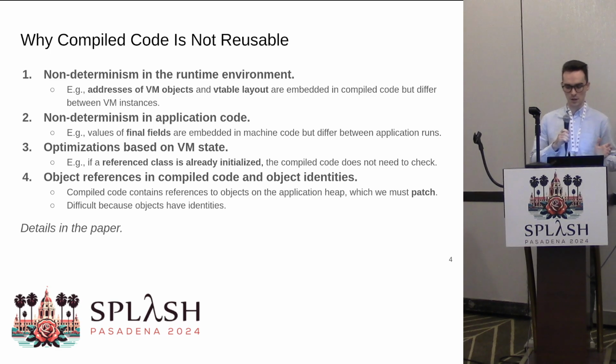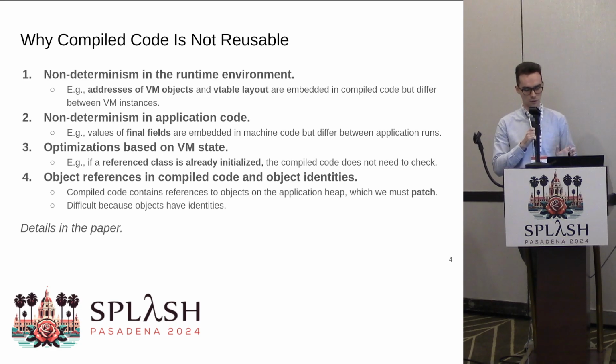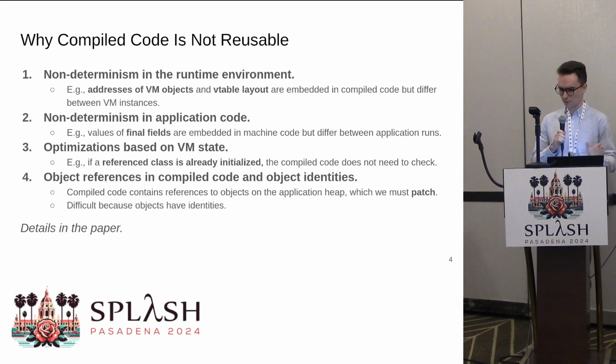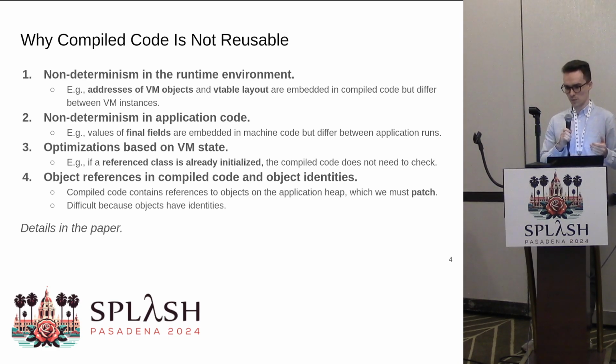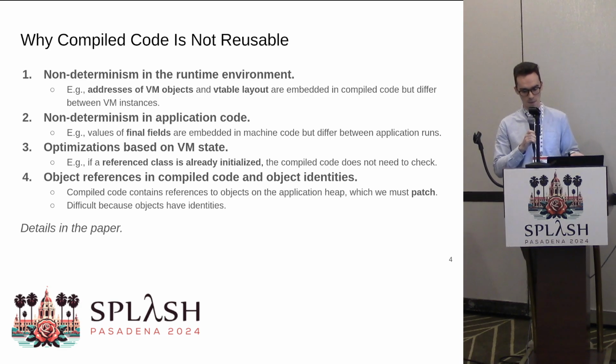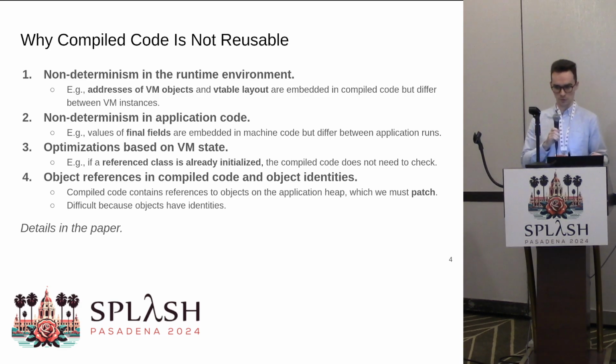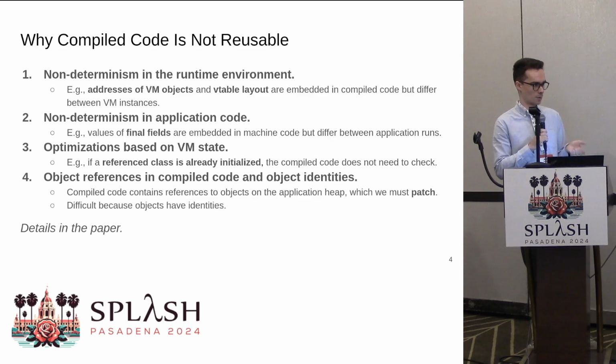Lastly, the fourth point is about object references in compiled code. What I mean by this is that the compiled code may reference application objects living on the heap directly, so it may contain their addresses. When we want to reuse this code, we somehow need to be able to relocate these references so that they point to the heap of the target VM. But this is difficult to do, because how do we find the right objects? Well, objects in Java have identities, so this is not easy at all. I will not go any deeper than this. If you're interested, the paper contains much more details, so I invite you to read the paper.